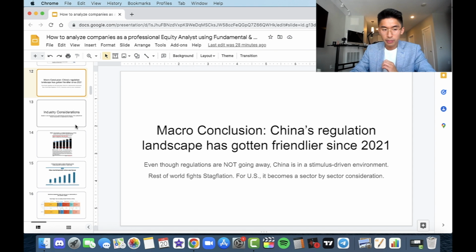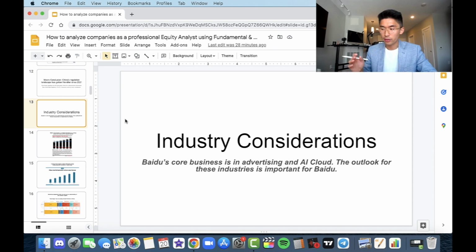Now let's jump into industry considerations. And this is a very important part of the research process because this will help you understand whether the company is inside a growing industry or a shrinking industry. Okay, because a rising tide lifts all boats. Now, Baidu's core business is specifically in advertising and the AI cloud model. The outlook for these industries is very important for Baidu.